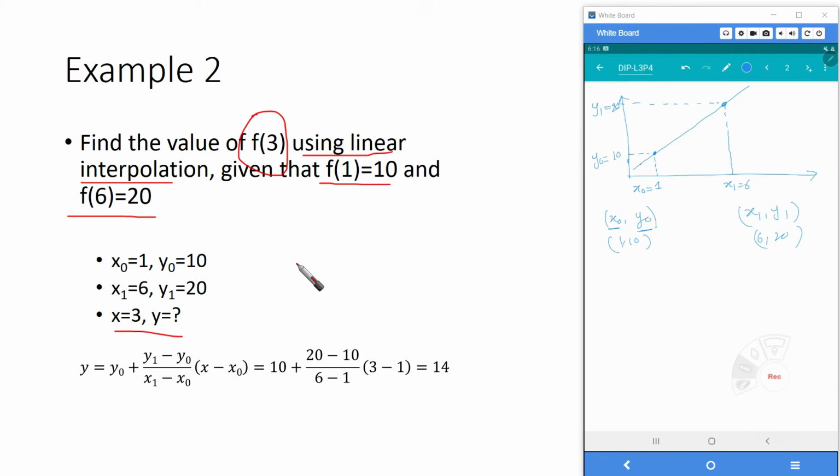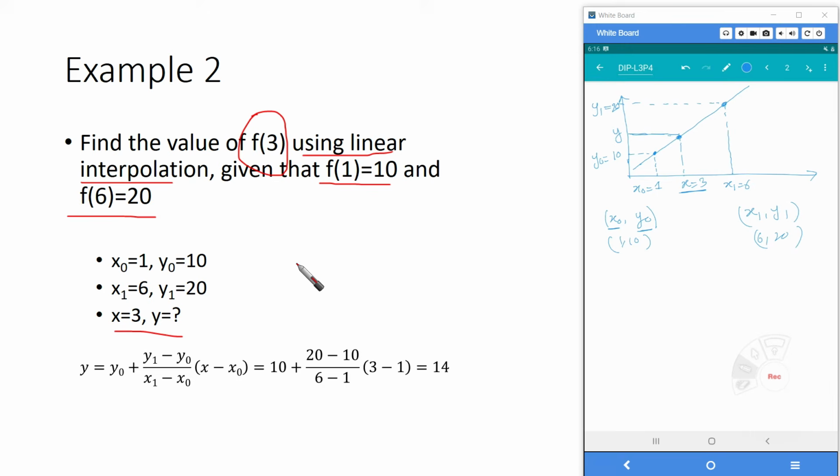Now we'll have to find out the value of this function at a point, let's say x equal 3, and the value is, let's say, y. So ultimately we have to find what is the value of y at x equal 3 at this point. So this is how we can do it.